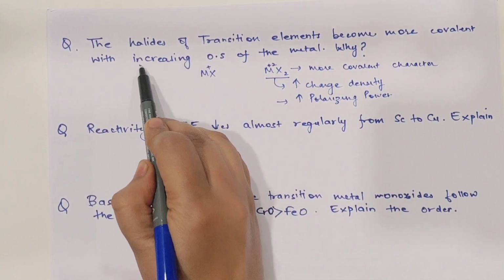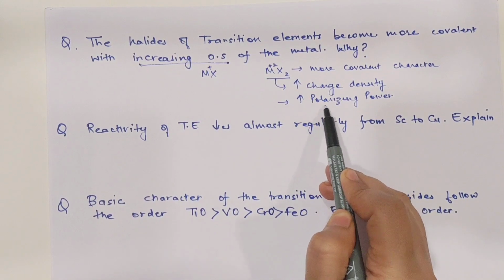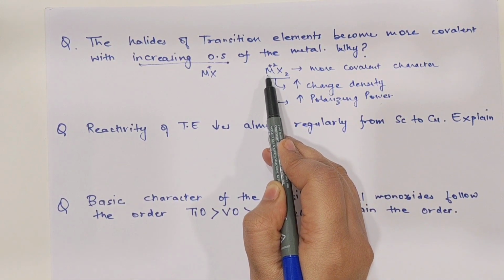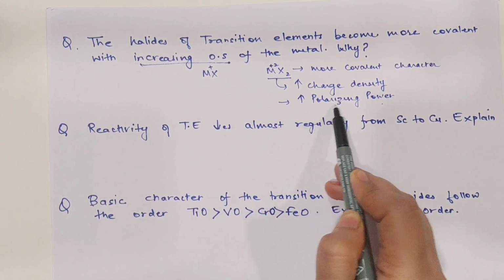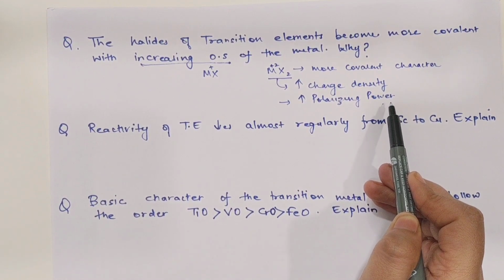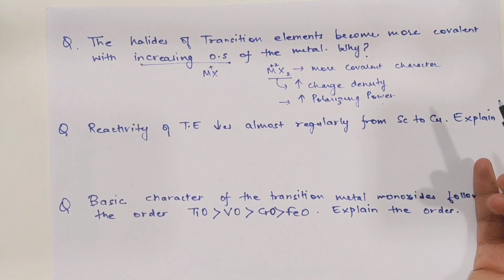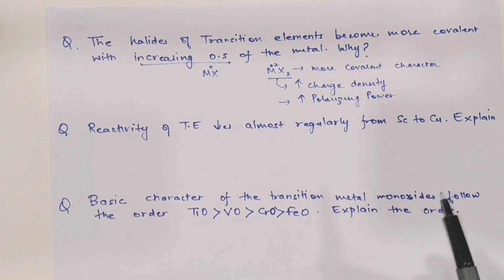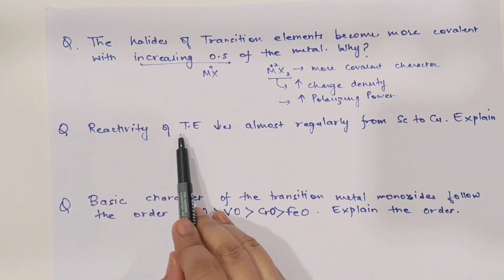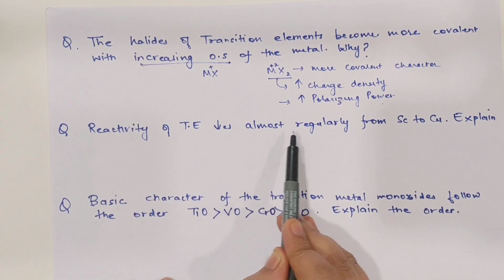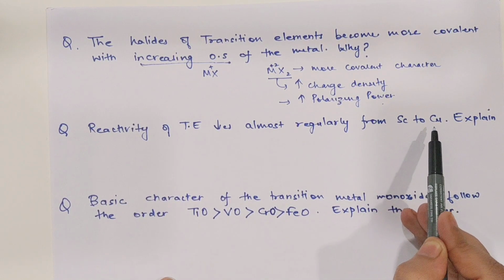So, as the oxidation state increases, the polarizing power of the metal ion increases. Since polarizing power increases, it's going to pull the electron towards the center. That's what covalent character is, right? Okay. Reactivity of transition elements decreases almost regularly from scandium to copper.